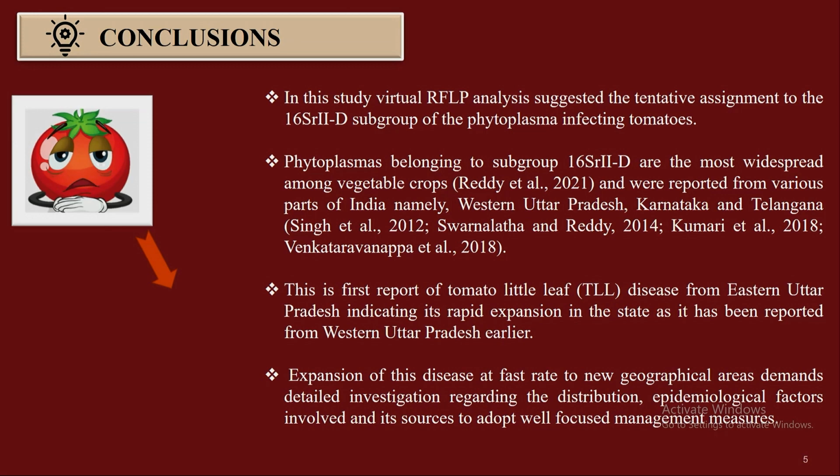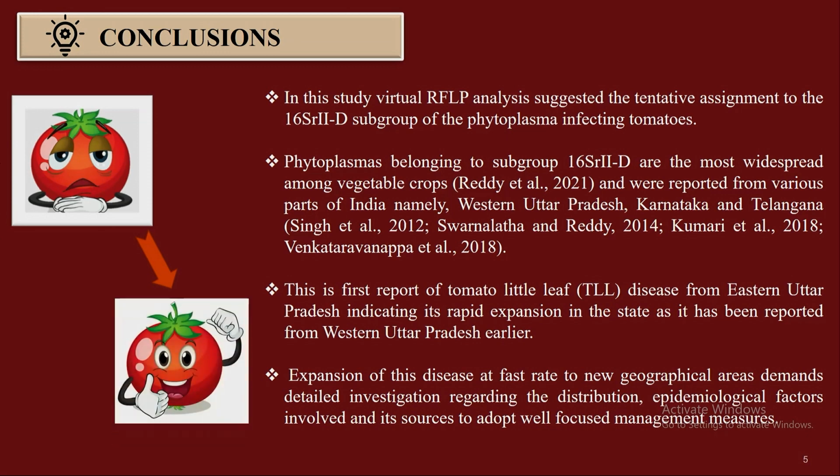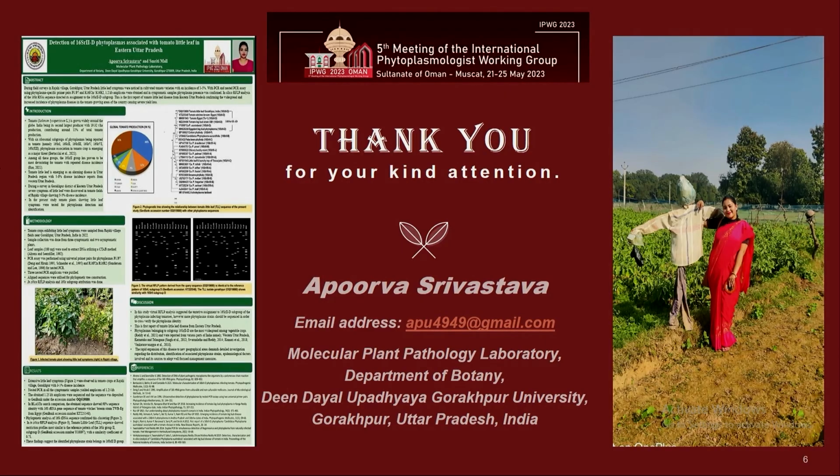Talking about Uttar Pradesh, you have already heard that it has been divided into eastern, central, and western province depending on different weather conditions. Now we have reports from the western part of the state, but this is the very first report from the eastern part of the state, which shows the disease expansion to new geographical areas. In order to protect our tomato crops, it is important to study the distribution of the disease in new areas. We need to focus on the epidemiology involved to adopt well-focused management measures.